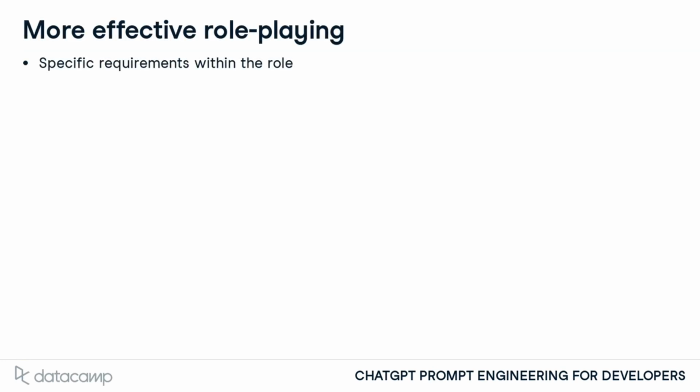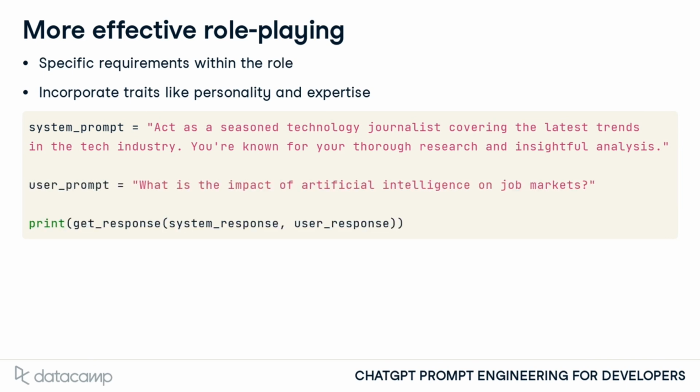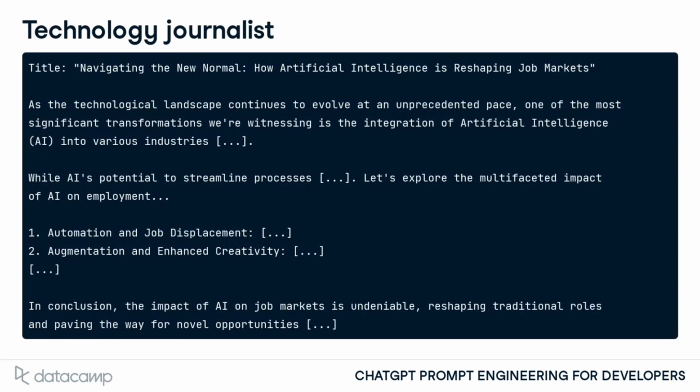Role-playing prompts involve assigning specific requirements beyond assigning a role. For instance, although 2 journalists share the same profession, they might differ in traits such as personality and expertise. For example, we can ask the chatbot to embody a seasoned technology journalist specializing in thorough tech industry analysis. Then, ask about the impact of AI on job markets. Here, we can see how the model responds as a journalist with the qualities we described, providing a detailed analysis of the topic in the article.